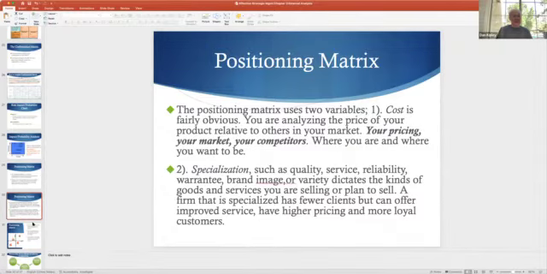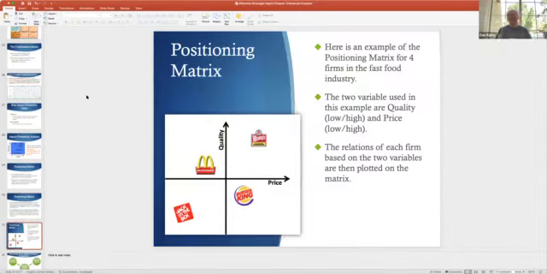All right, here we go. Here's an example of the matrix. You can see here it's a 2x2 matrix. We've got quality and price as our two variables here. And again, price must be one of them. So quality is the chosen second one here.